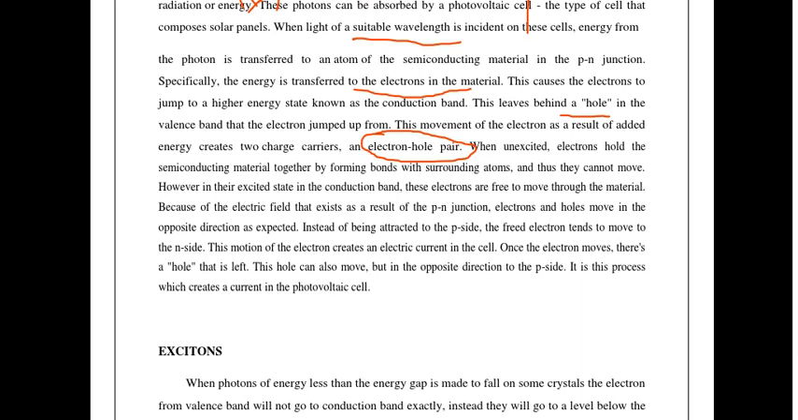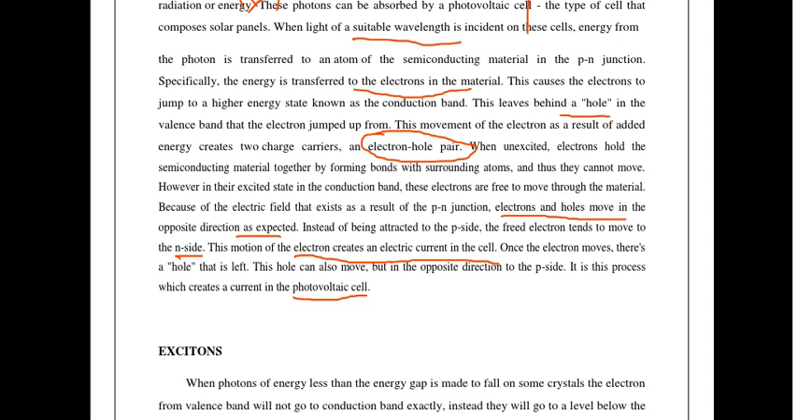Electron and holes move in the opposite direction. Here the freed electrons move towards the inside, and this motion of electrons creates the electric current in the cell. So henceforth it is used to store the electrical energy. So that is the use of this photovoltaic cell.